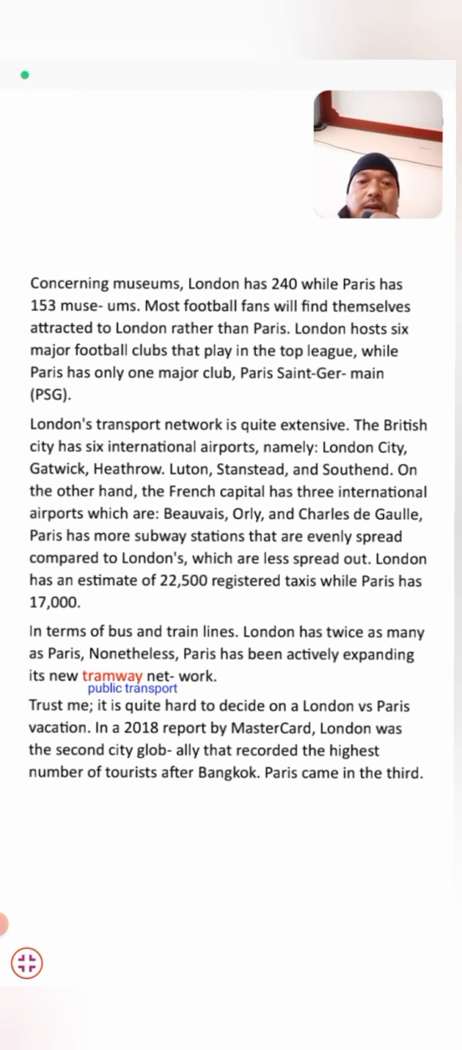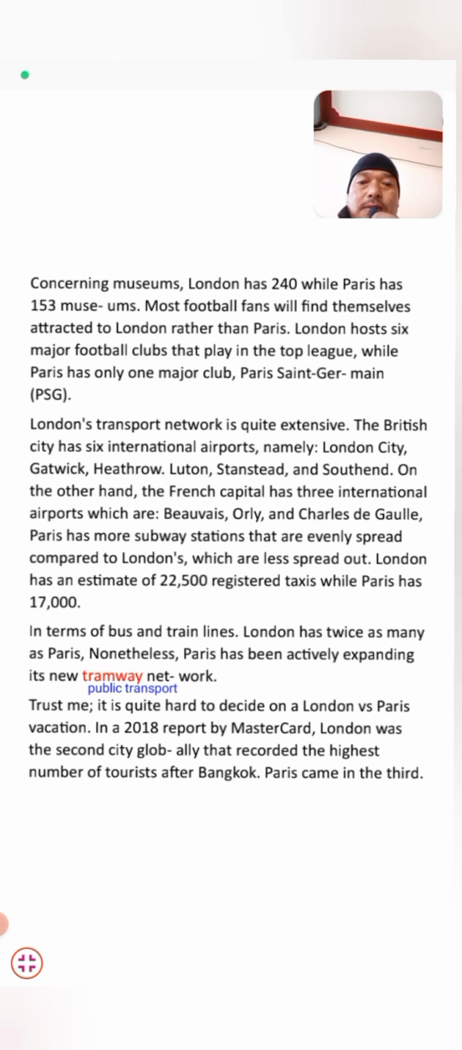Trust me, it's quite hard to decide on a London versus Paris vacation. Believe me, it's very hard. It's very difficult to decide which one is the best, London or Paris, for a vacation.